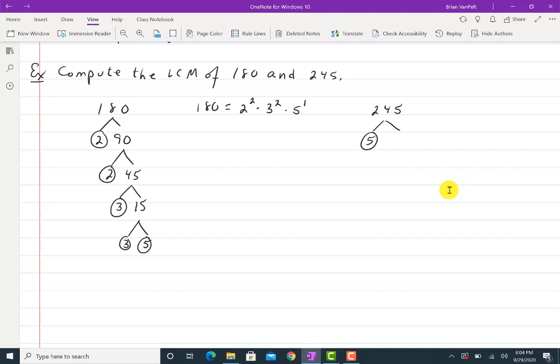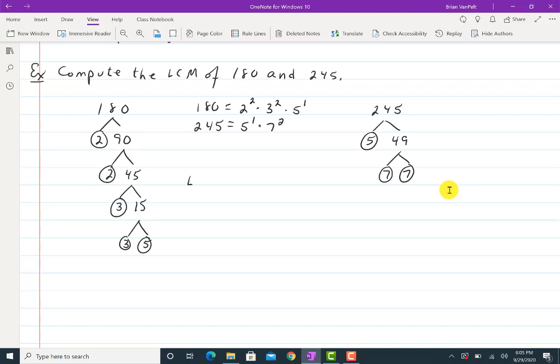I think that's 5 times 49. And then 49 is 7 times 7. So we have 245 equals 5 to the 1 times 7 to the second.